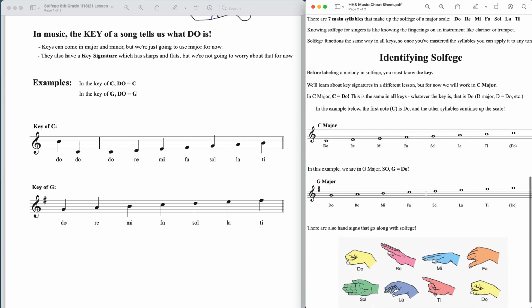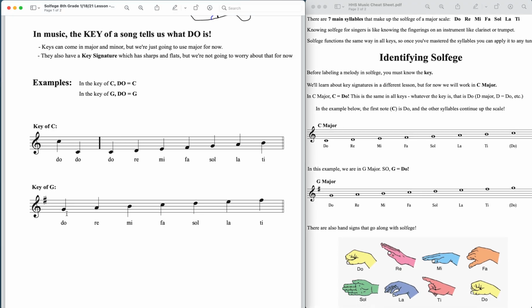Okay? The same thing happens in the key of G. Over here, you'll see that in the key of G, do is G, of course. So here's a G. This is why our note naming is important. We have to remember what notes are what. So in treble clef, the second line is a G, which means this would be do in this key. And then we'd continue up. Re, mi, fa, sol, la, ti.